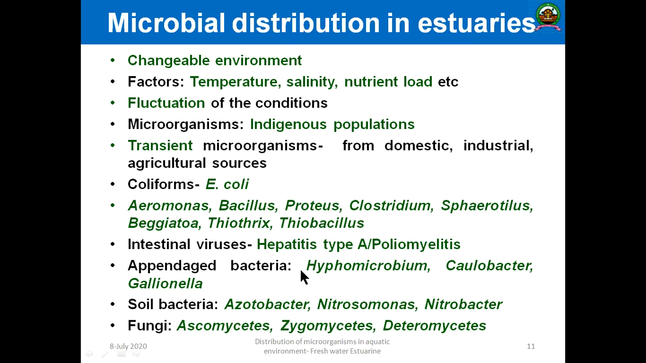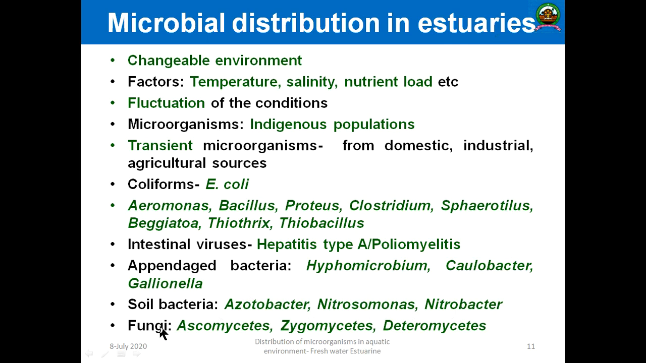Then you have the appendaged bacteria, a special type of bacterial classification, such as Hyphomicrobium, Caulobacter and Gallionella. These are the appendaged bacteria commonly present in the estuary. Then the soil bacteria, such as Azotobacter, Nitrosomonas and Nitrobacter, are commonly present in the estuary. As you all know, they are nitrogen fixing organisms.